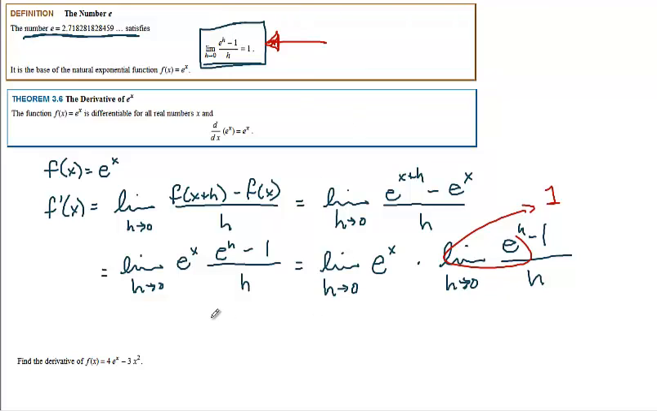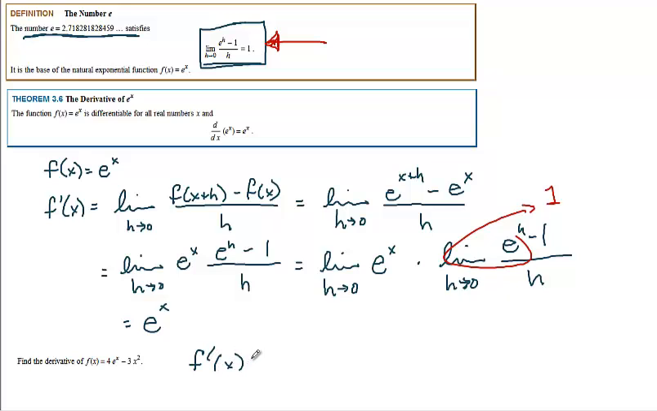Then I've got that this equals, the limit as h goes to 0, so I'll do direct substitution. The derivative of e to the x is e to the x. Isn't that cool?